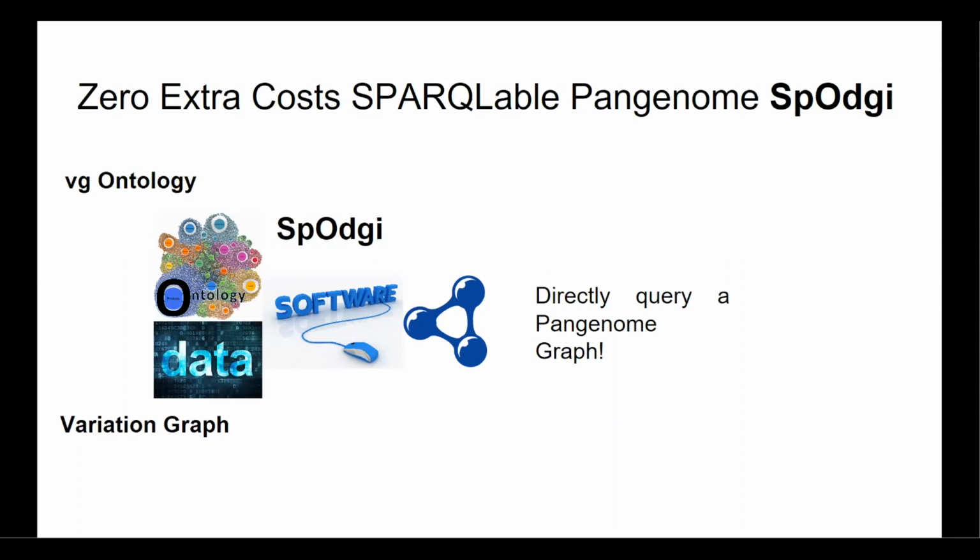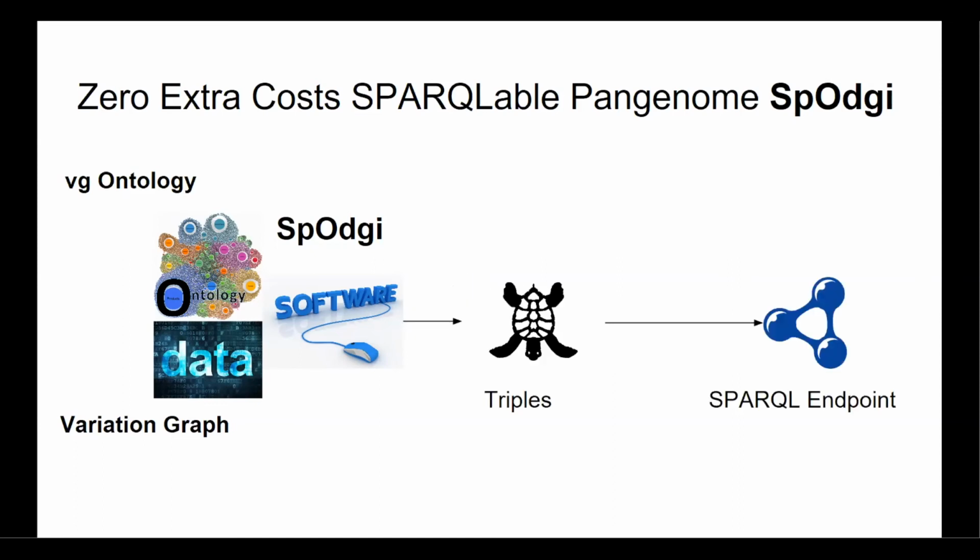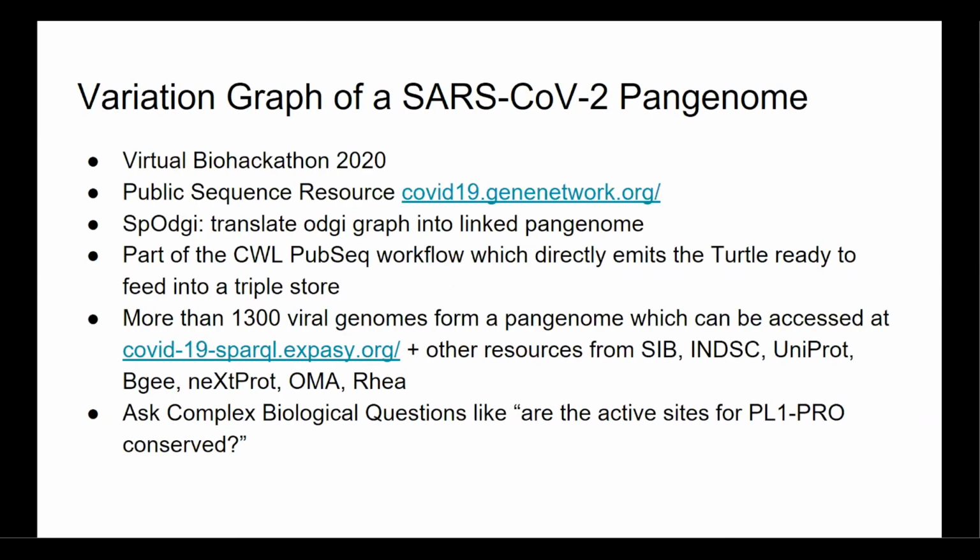That's really cool. Of course, Spodgi is also capable of taking our data using the VG ontology and serializing it into triples and feeding it into a SPARQL endpoint. That's actually what was done during the Virtual BioHackathon 2020. There, we built a variation graph of a SARS-CoV-2 pangenome, which is hosted by the Public Sequence Resource. Spodgi was used to translate the ODGI graph into a linked pangenome and also became part of the CWL workflow that is capable of directly serializing the variation graph into Turtle, which is then ready to be fed into a triple store.